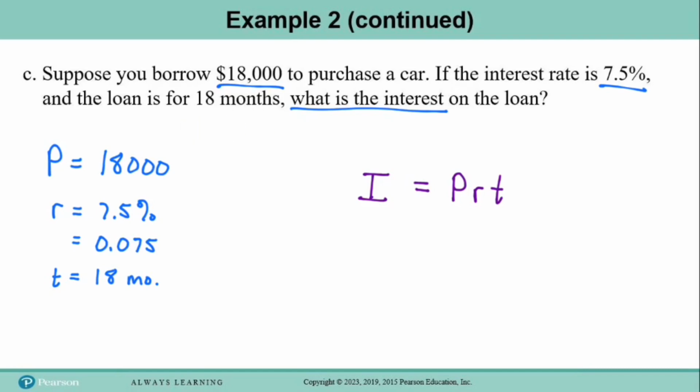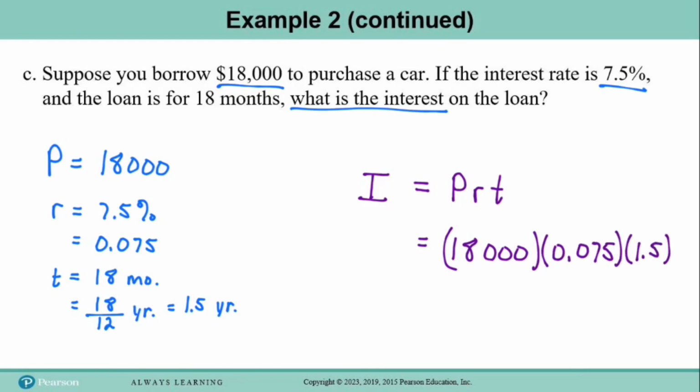Now be careful here. Do not plug in 18 for the time, because remember, time has to be in years. Now there are 12 months in a year. So to get this converted to years, we just need to divide by 12. So 18 months is 18/12ths of a year, and on your calculator, 18 divided by 12 is 1.5. Okay, now we're ready to plug our values into our formula. So PRT becomes 18,000 times 0.075 times 1.5, and then the interest amount is $2,025.